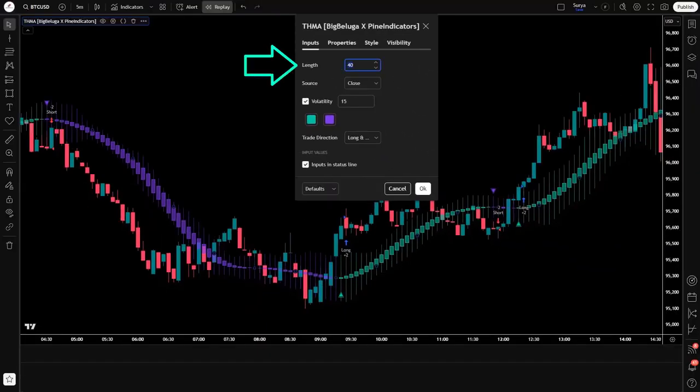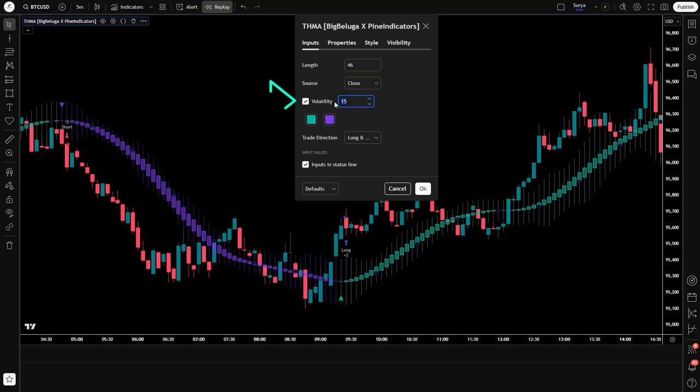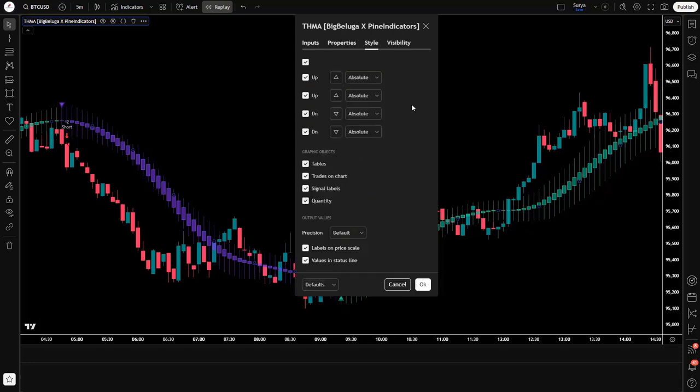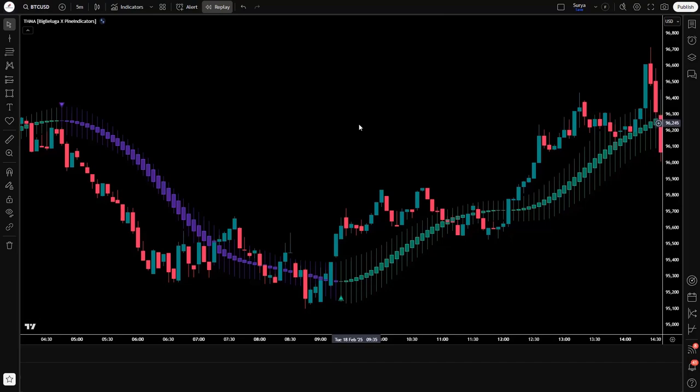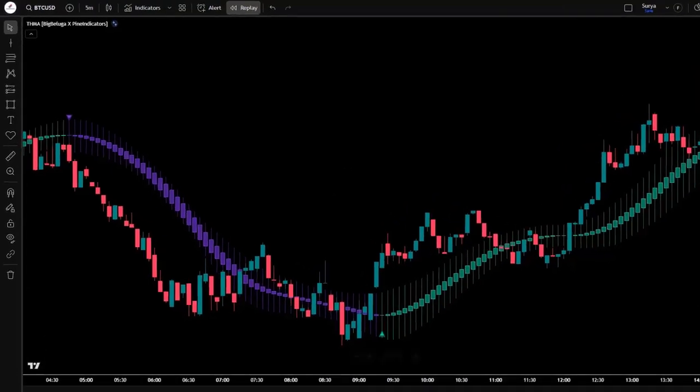Change 40 to 46 in length. Change 15 to 40 in volatility. Tap on Style. Hide some settings here. Click on OK. Now let's add another indicator to the chart, so that this strategy is more profitable.